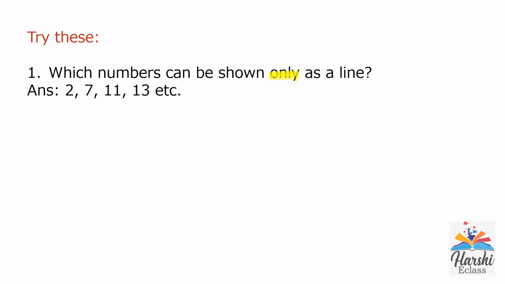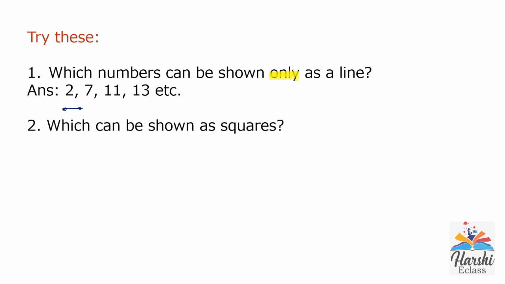There are no other forms. For example, 2 we can arrange in only the line form. We can't arrange it in the rectangle, triangle or square form. 7 also we can arrange in the form of a line only, but not in square, triangle, rectangle. 11, 13 also same thing. There are many numbers which we can arrange only as a line.